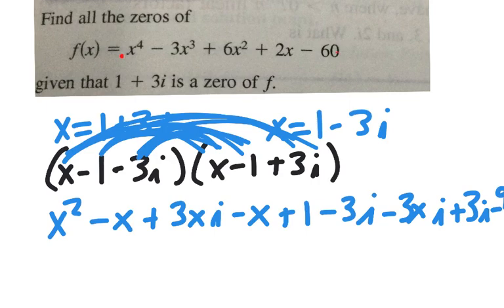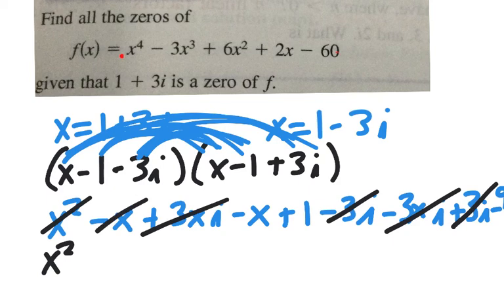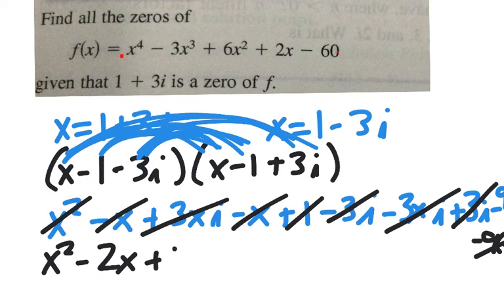Okay, like terms. 3xi minus 3xi cancels. Negative 3i plus 3i cancels. Then I have x squared. I have minus x, that is minus 2x. And then deal with that i squared. i squared is the same thing as negative 1. So that means that's a positive 9. So I have a 1 and a positive 9, which combines to be 10. Okay, so what have I learned? I have learned that this is a factor.